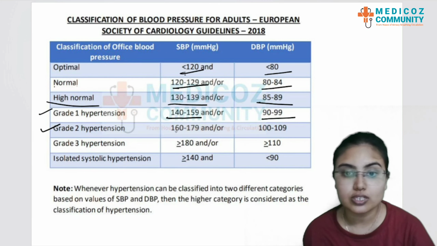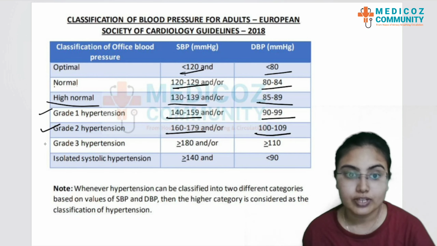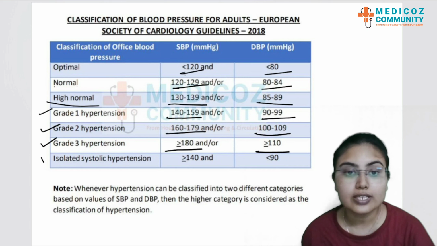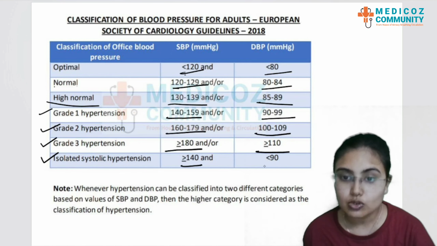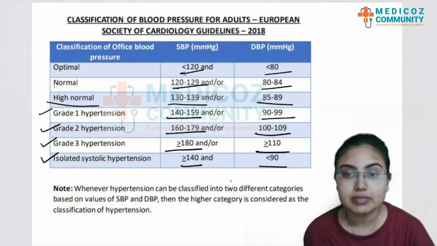Grade 2 hypertension is 160 to 179 systolic and 100 to 109 as the diastolic. Grade 3 hypertension is more than 180 systolic and more than 110 as the diastolic. Isolated systolic hypertension is considered when the systolic blood pressure is more than 140, but the diastolic is less than 90.